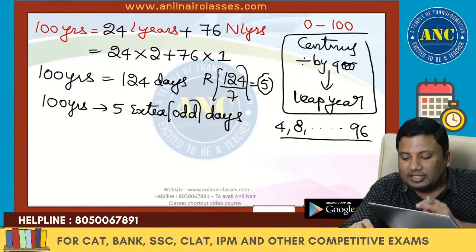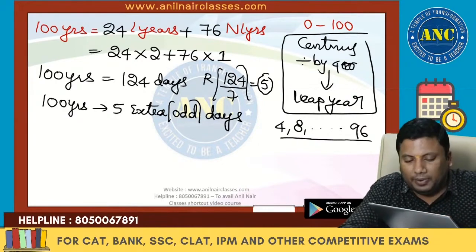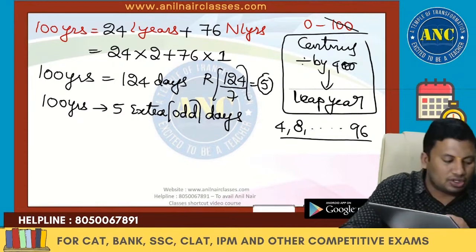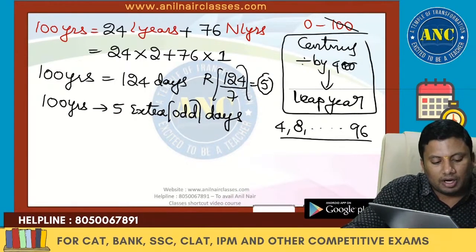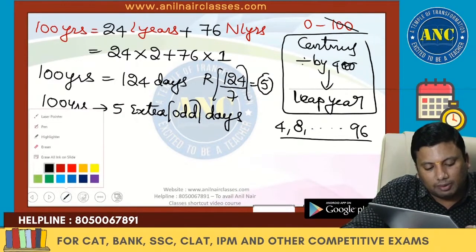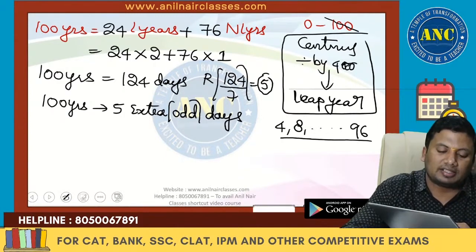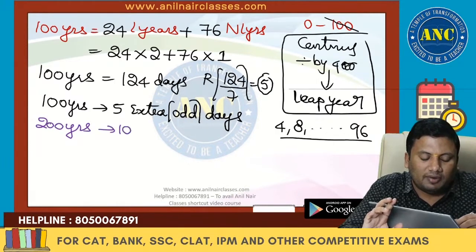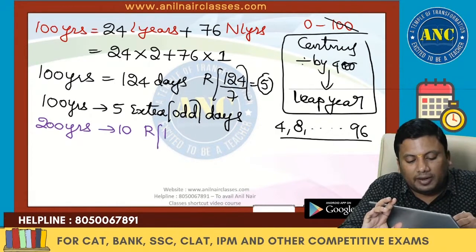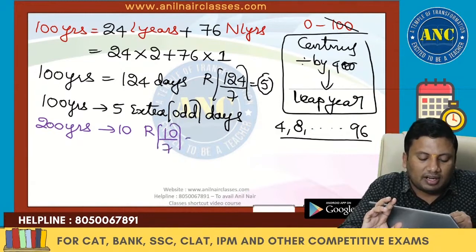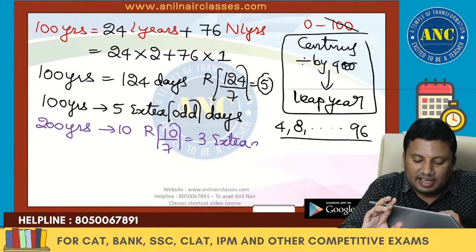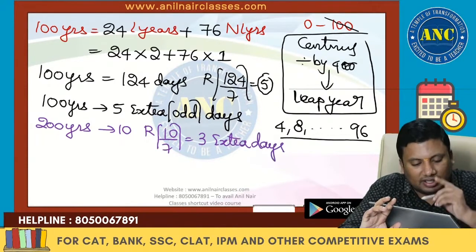For 100 years, there cannot be 25 leap years. There will be 24 leap years. Why? Because a century should be divisible by 400, and 100 is not divisible by 400. So 100 years has 5 extra days. For 200 years, 100 is 5, 200 will be 10. 10 divided by 7, 7 ones are 7, remainder is 3 extra days.